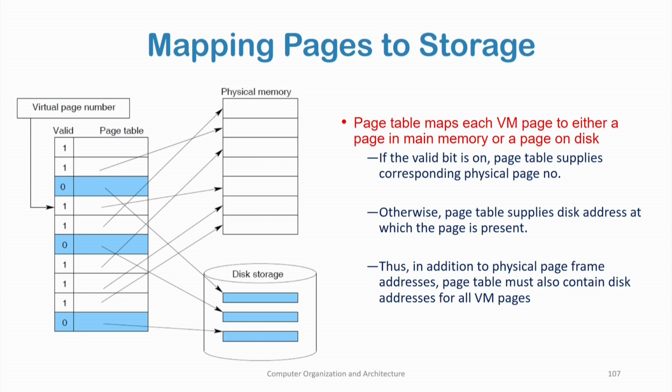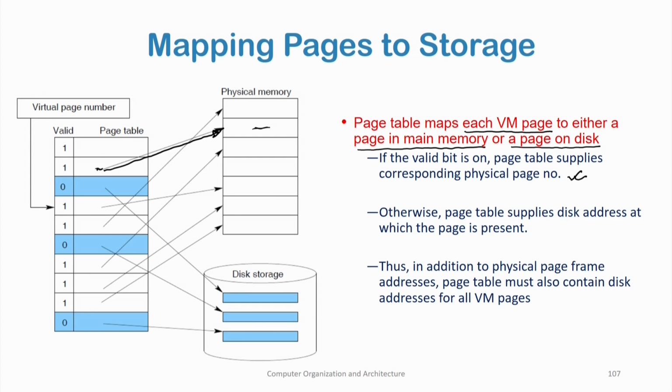So, therefore, the page table maps each virtual memory page to either a page in main memory or a page on disk. If the valid bit is on, the page table supplies the corresponding physical page frame number. For example, the valid bit is on for this entry and it supplies the physical page frame number by which this physical memory page frame can be accessed.